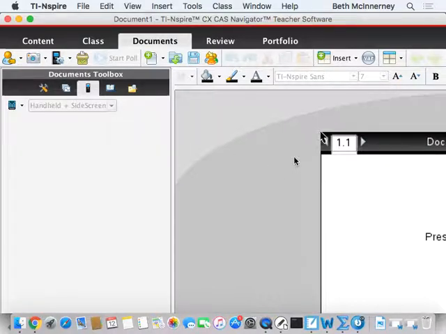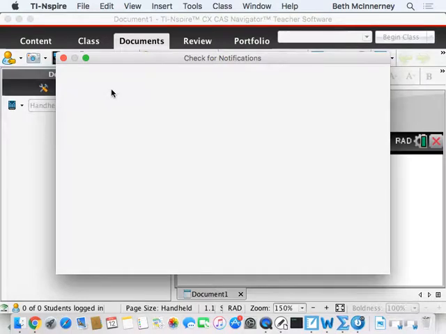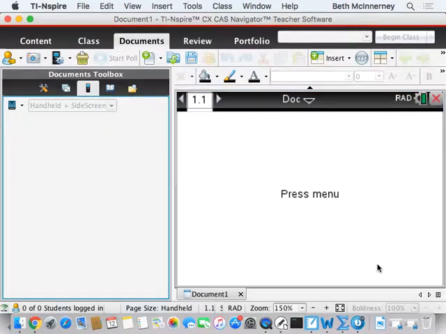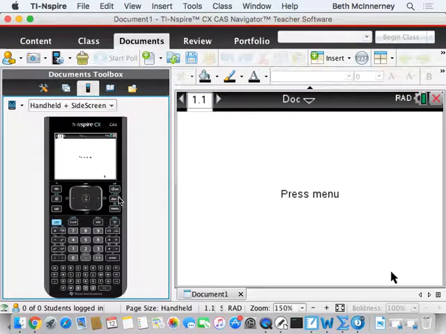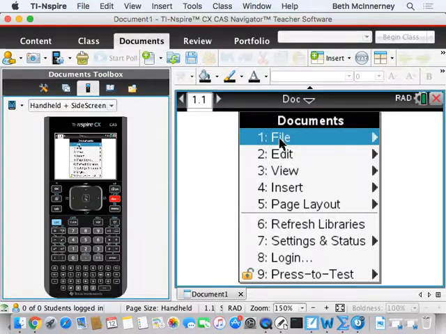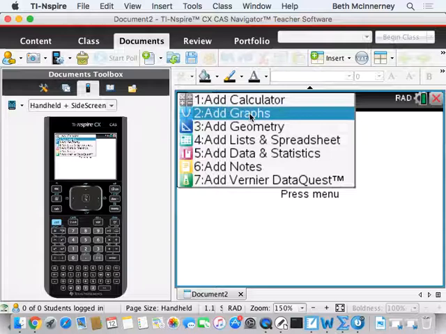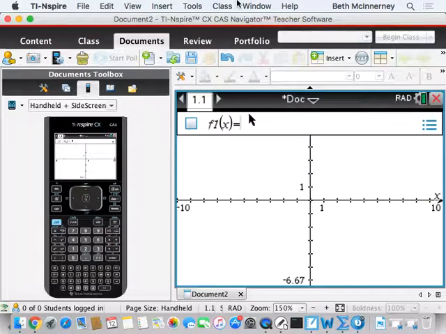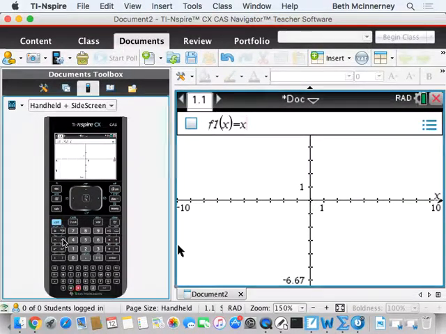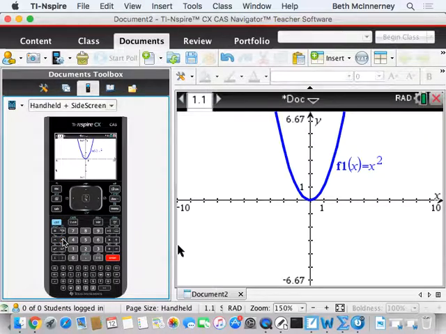There we go. Okay, good. So you press document and do a new document, and you want to add a graph. And we know what x squared looks like, right? But let's go ahead and put in x squared.